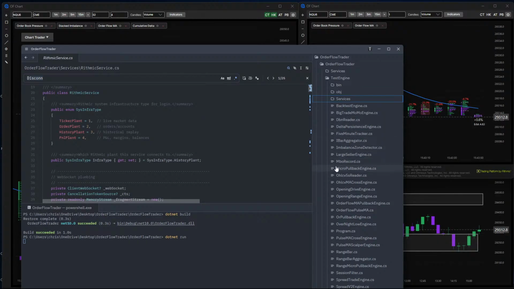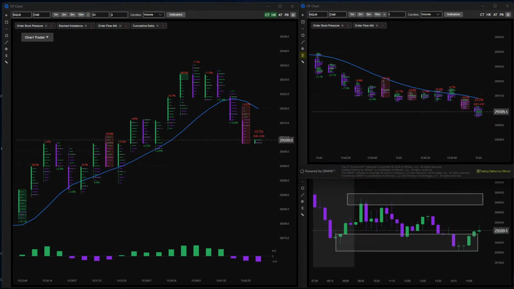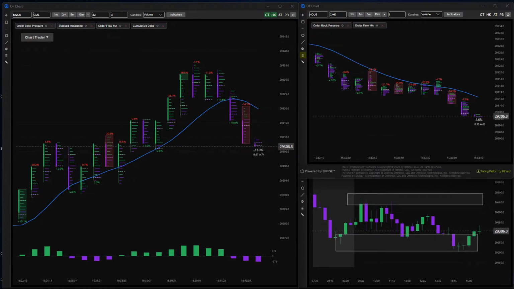Delta persistent engine, imbalance zone detector, MBO records that just reads the MBO records. Like pulse moving average cross. And I mean, I've tested a bunch of crap, folks. Tick micro pullback. I've tested a whole bunch of crap. Most of it sucked. But hey.